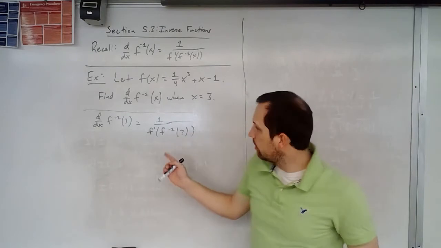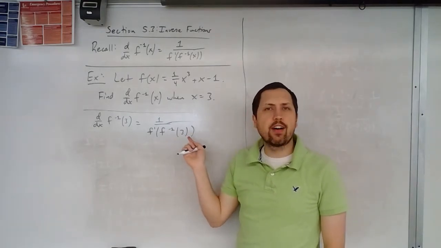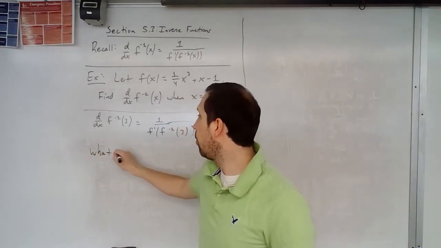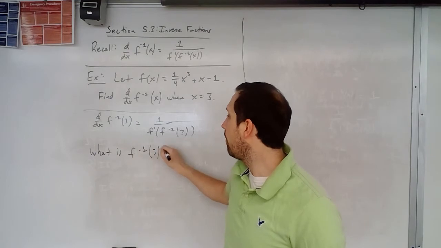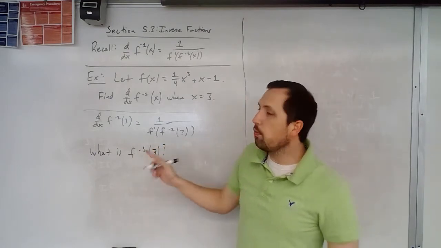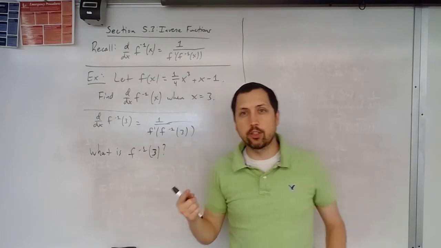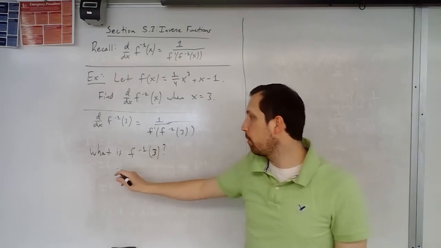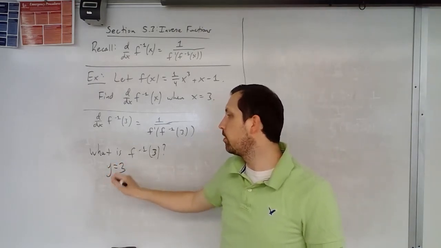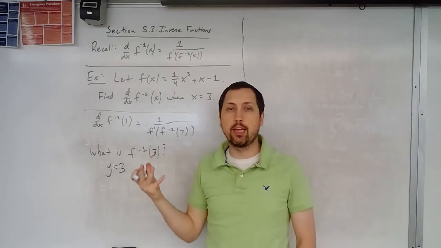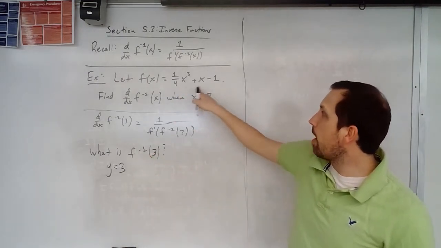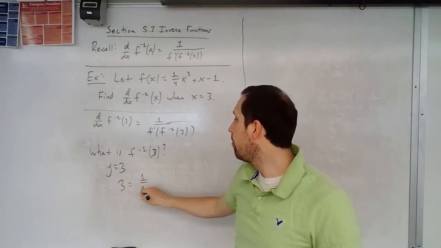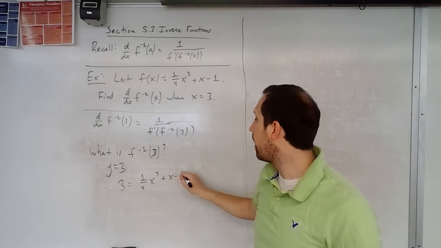So I do this because I would like us to now figure out how to find f inverse of 3. So what is f inverse of 3 equal to? If you remember things about inverses and regular functions, f of 3 says x is equal to 3. F inverse of 3, we're really saying in this case y is equal to 3, and we'd like to figure out what x value makes this true. So if I look up here at my expression, I'm trying to solve 3 is equal to 1/4 x cubed plus x minus 1.